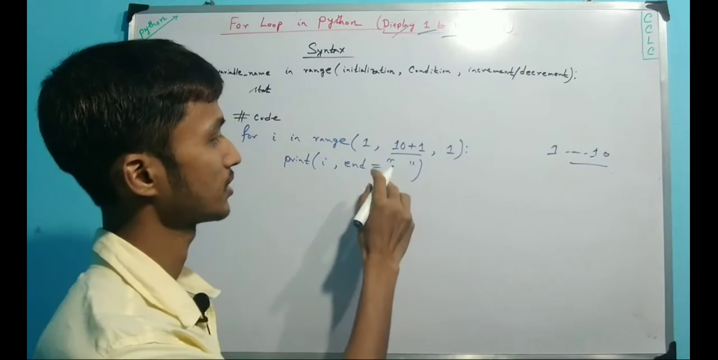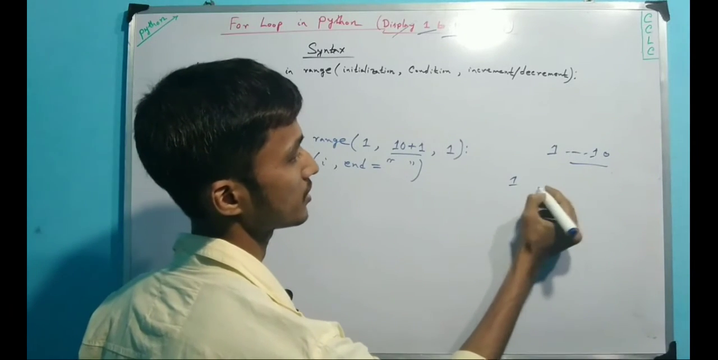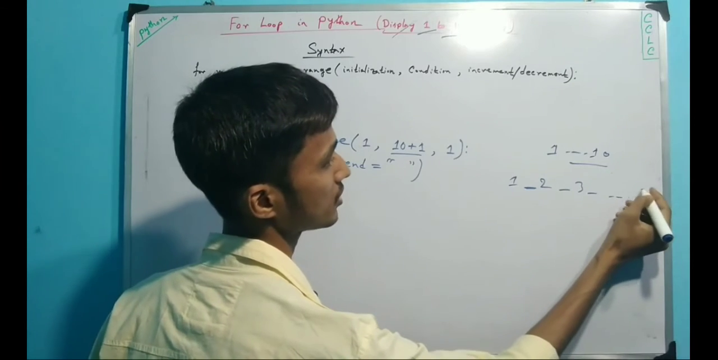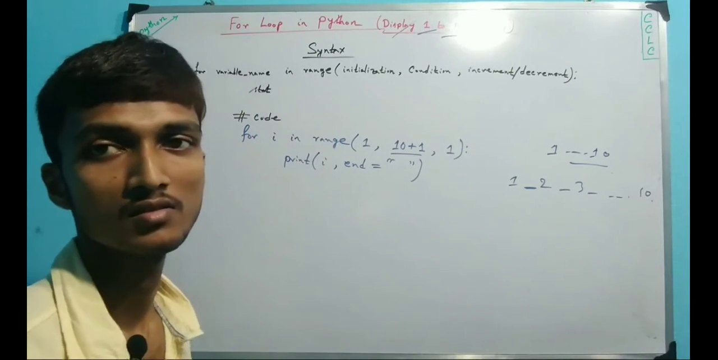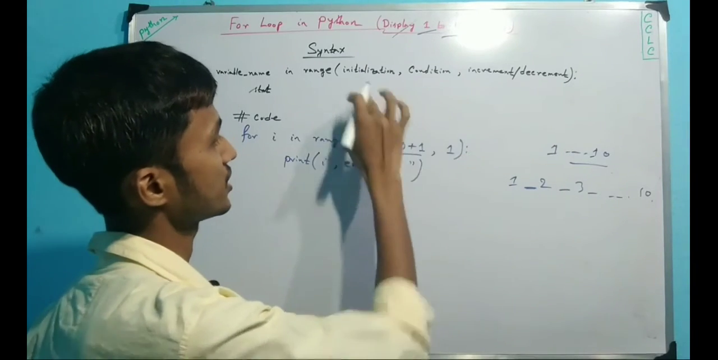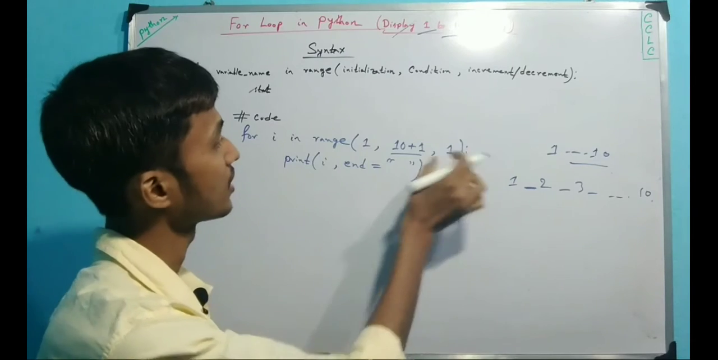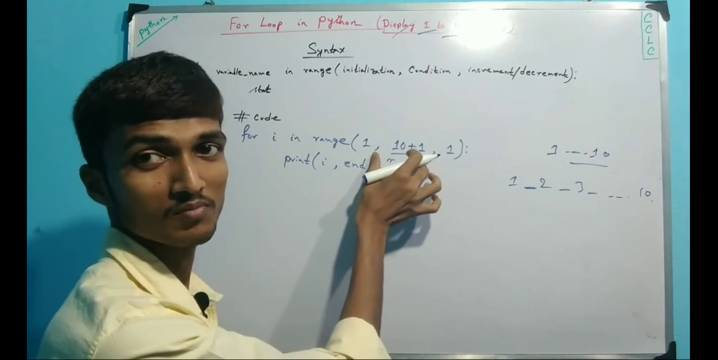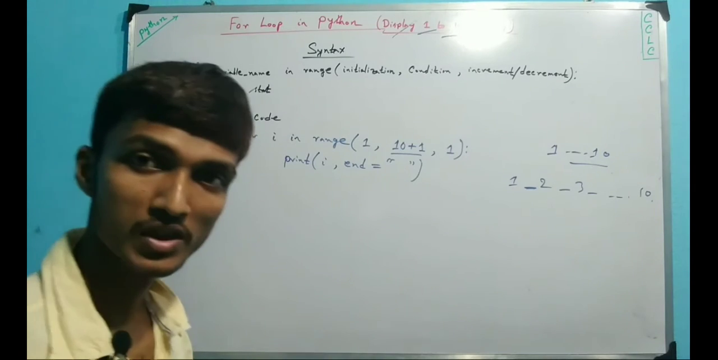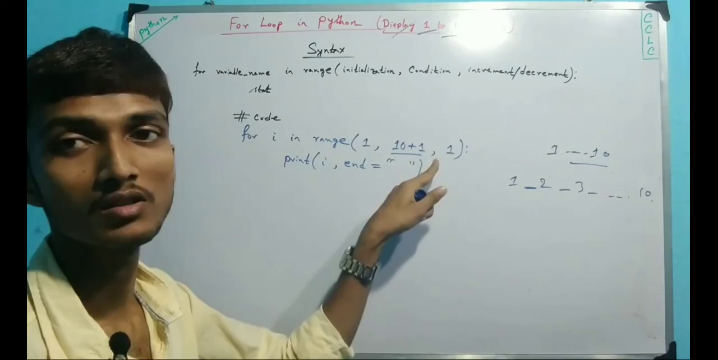end equal double quote, 1 space, this part 1 space. Initial 1, increment plus 1: initialization, condition, increment or decrement, each time plus 1. At condition up to 10, so 11 up to 20, 1 to 20 print.